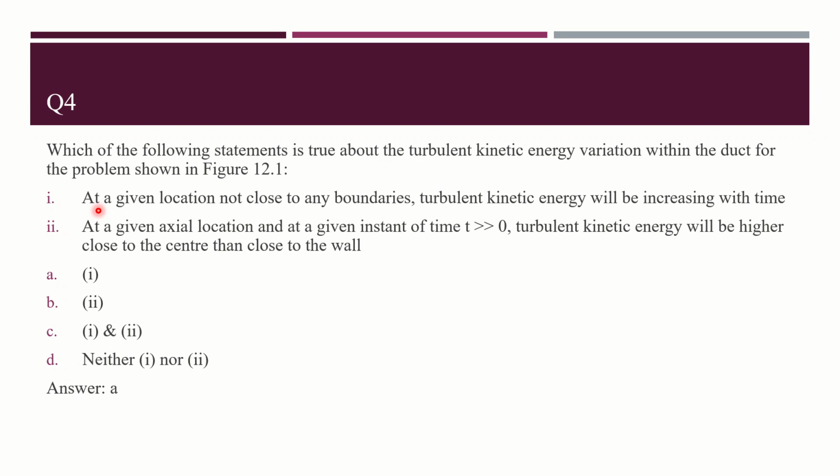But the first statement is apart from the boundaries. Here we are not mentioning how it will be varying with boundaries. We are just saying that, apart from the boundaries, turbulent kinetic energy will be increasing with time. This is because with an increase in time, velocity was found to vary, that is v into (1 plus t) to the power 1 by 2, something like that. It was increasing with time, thereby the turbulent kinetic energy will also vary with time.